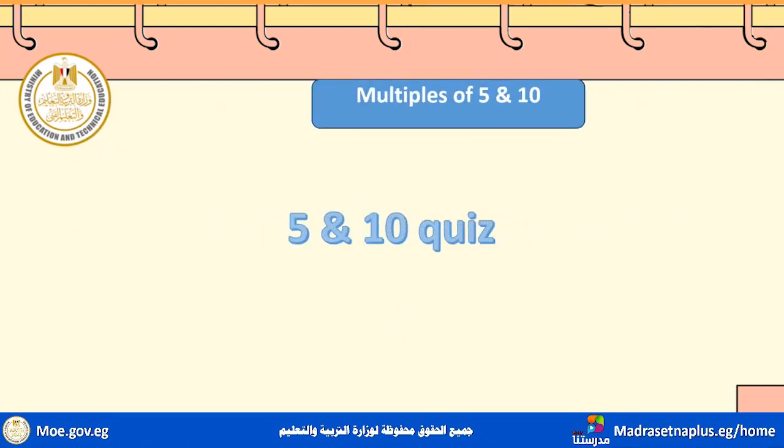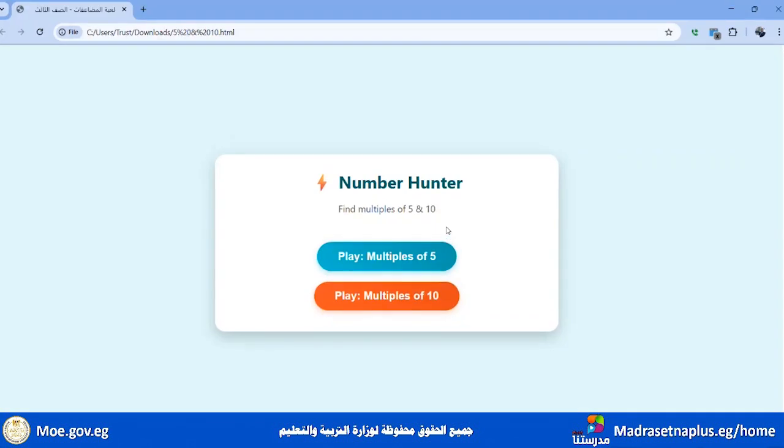Now let's play another game about 10 and 5. This game is for table 10 and table 5, for the multiples of 5 and the multiples of 10. Let's play. Now we play multiples of 5. Later, we'll play multiples of 10.